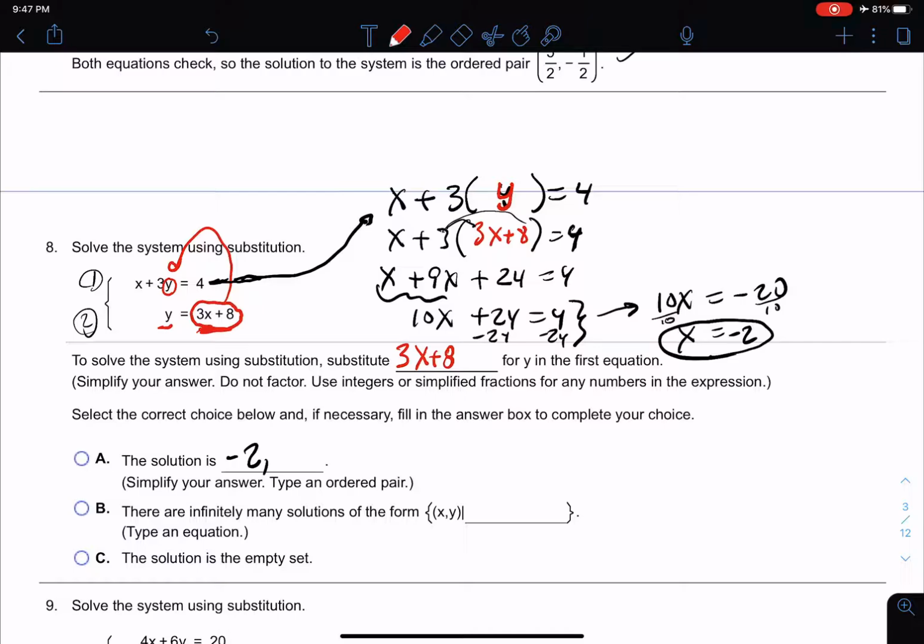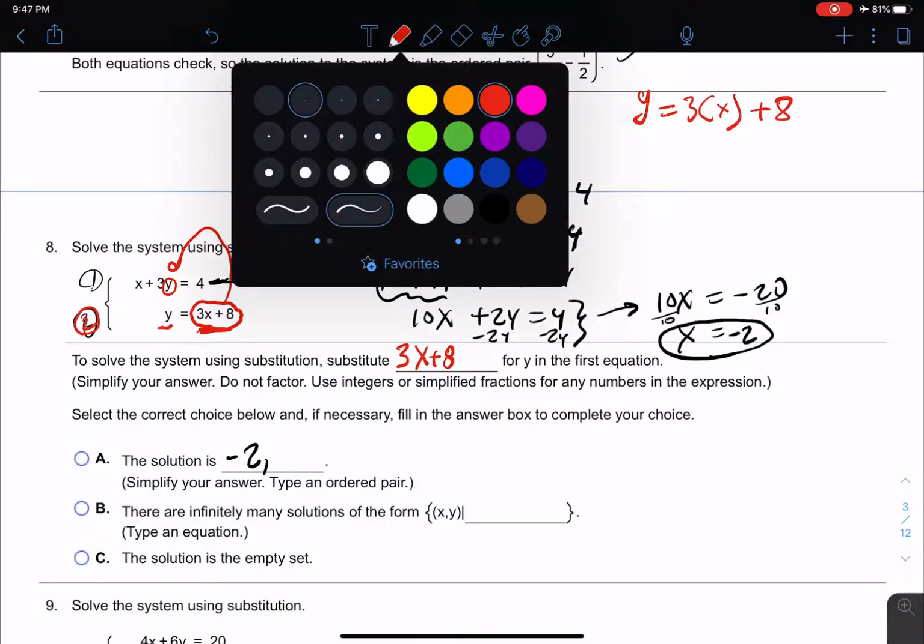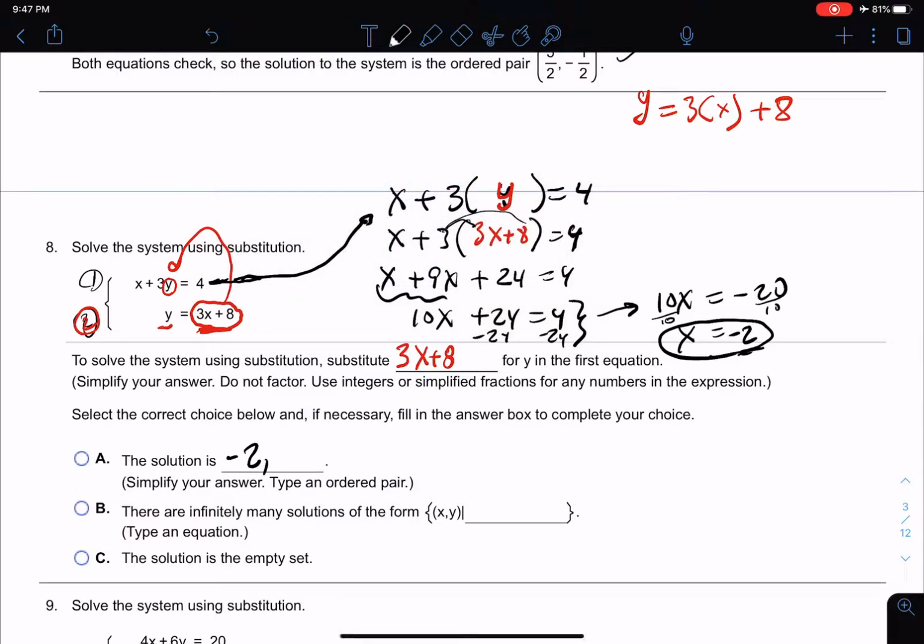Now, let's see, how do we get the y value? Well, to get the y value, let me just take this equation number 2, right? Equation number 2 right here. Equation number 2 just said y equals 3 times x plus 8. Wait, do we know what x is? Yes, we do. We already solved for x. X is negative 2. So I'm going to now replace that x with a negative 2, because we already know x is negative 2. 3 times negative 2 is negative 6, and negative 6 plus 8 gives us y equals 2.